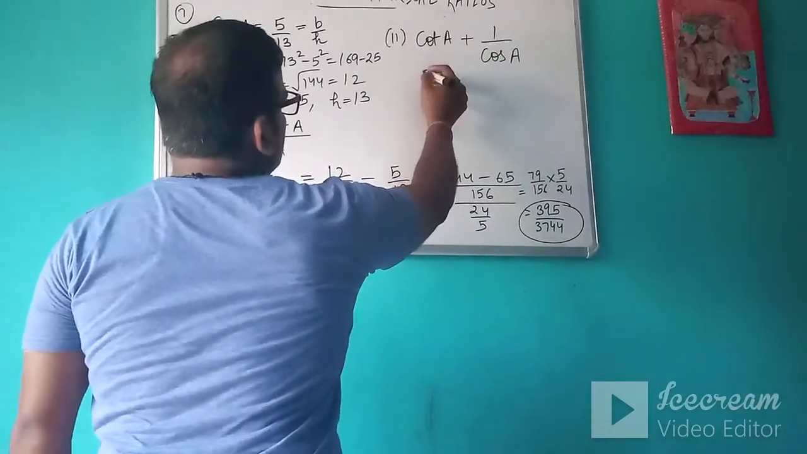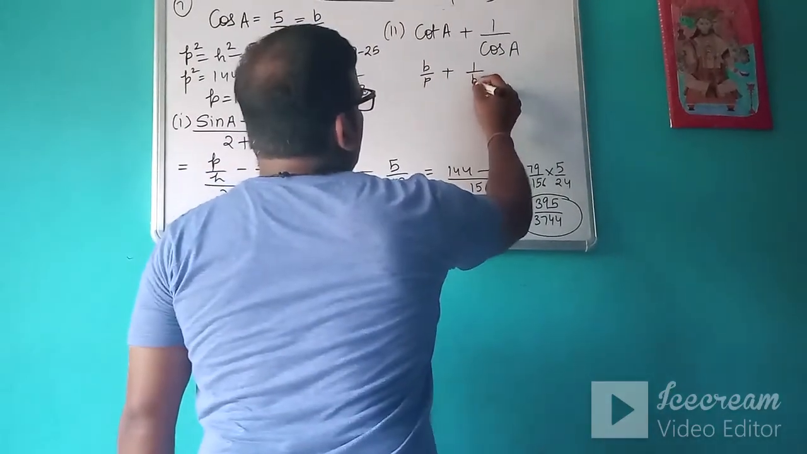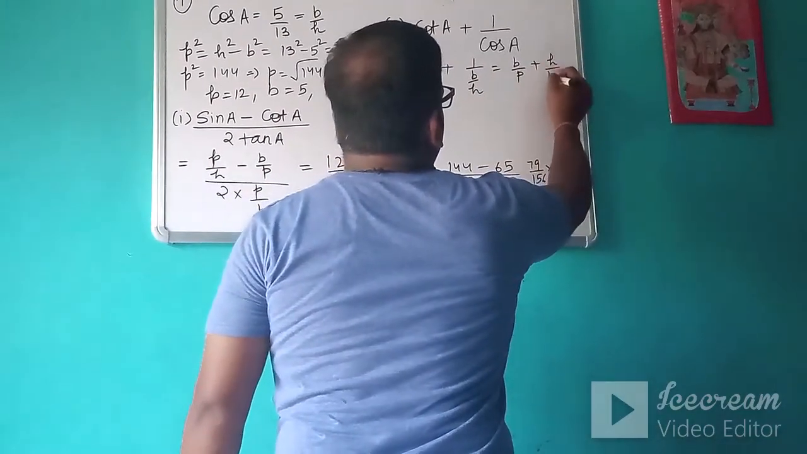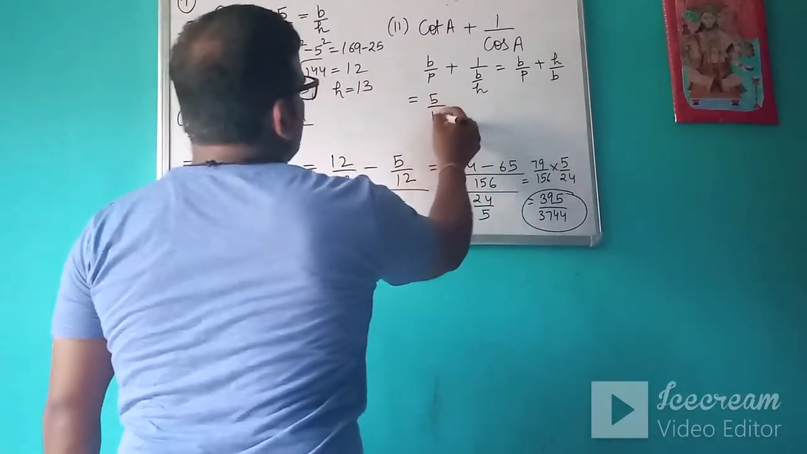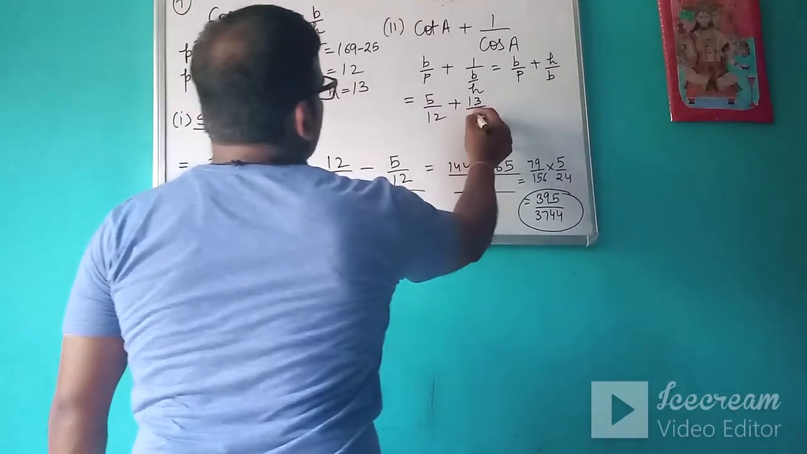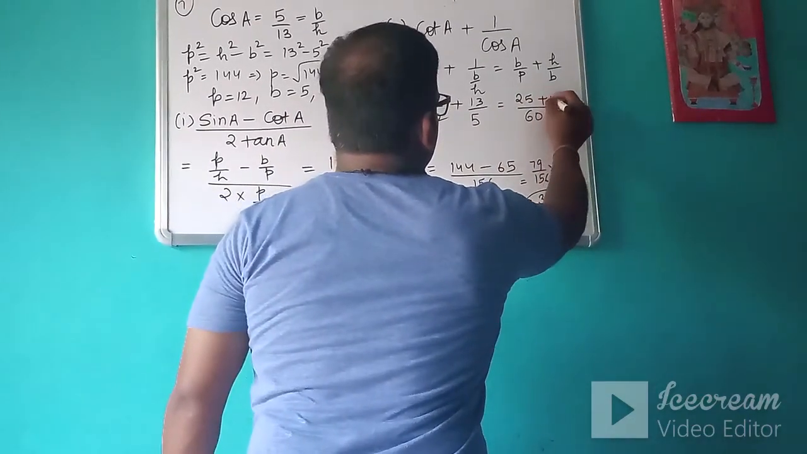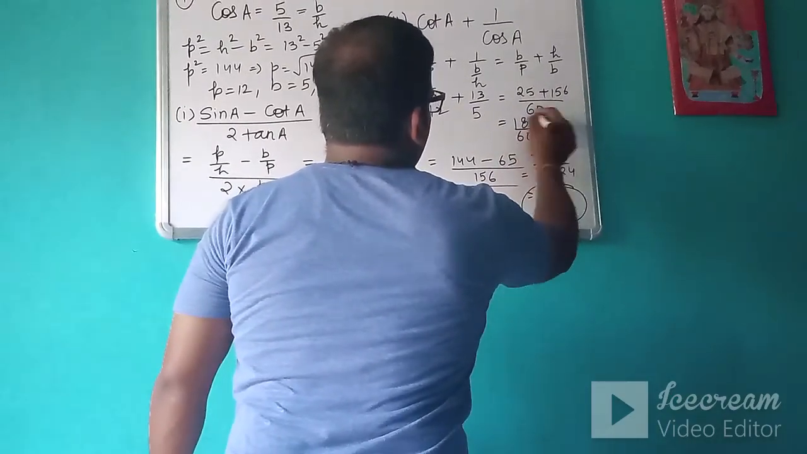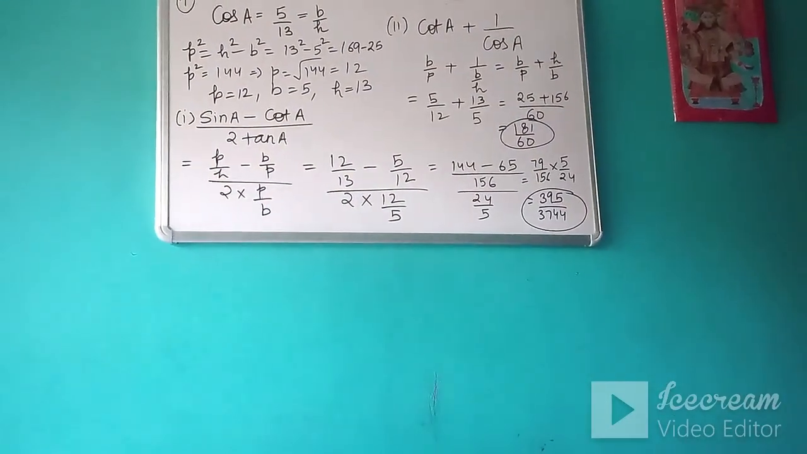Now in the second part, what is asked? Cot. Then what is cot? b upon p plus 1 upon b upon h. So that becomes b upon p plus h upon b. So what was b? 5. And what was p? 12. What was our h? 13. And what was b? 5. So what we will do, we will take the LCM. It is 25 plus 156, that is 181 upon 60. Okay, like this. Okay, so in these type of questions, you can solve the questions like this.